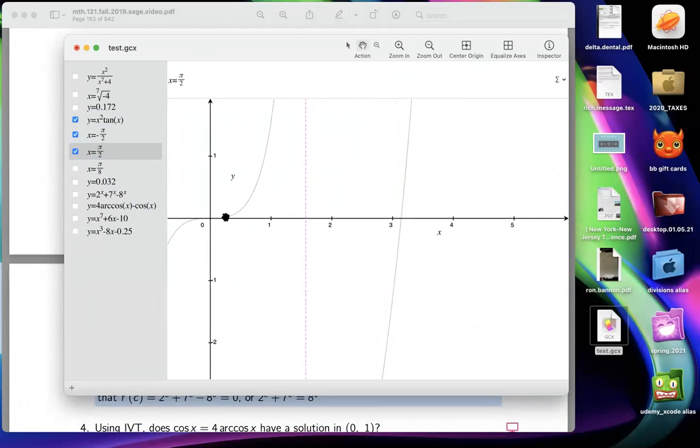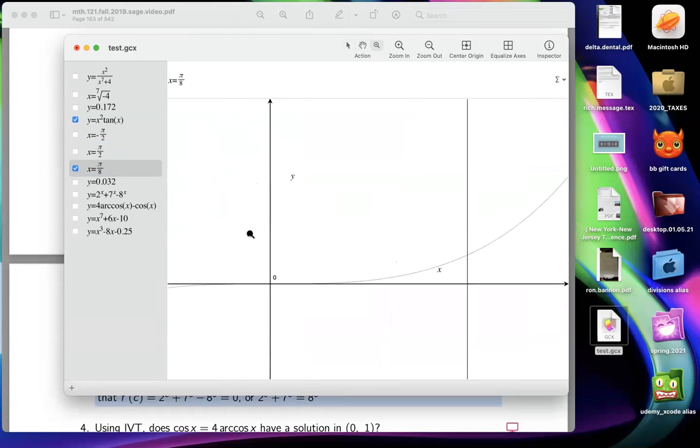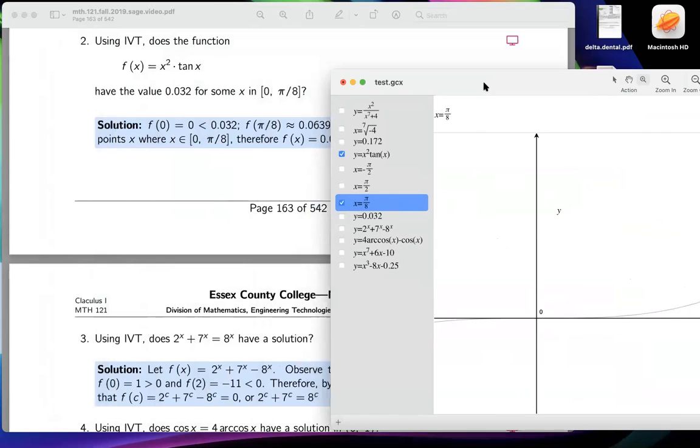All right. And then someone says, I wonder where pi over 8 is. And I'm going to graph that and get rid of this. I go pi over 8. All right. So I'm going to zoom into this area over here now. I want to tell you what we're looking at. We're looking at the function y equals x squared times tan x, and we're looking at x equals pi over 8.